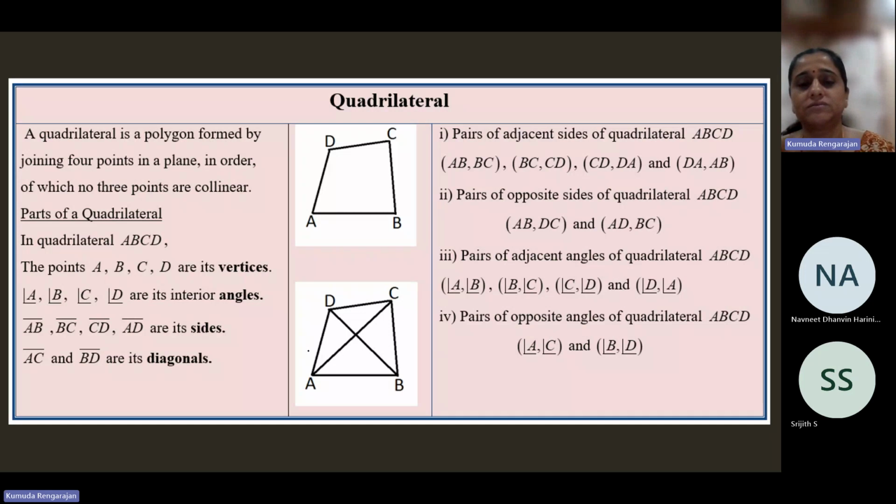Understood the different terms? Yes, ma'am. Very good.